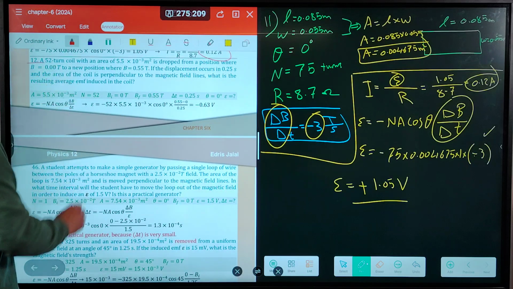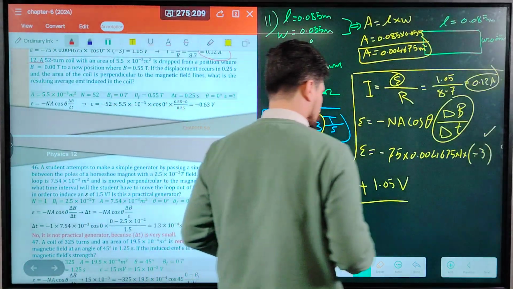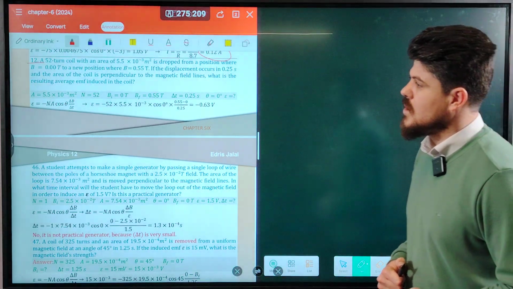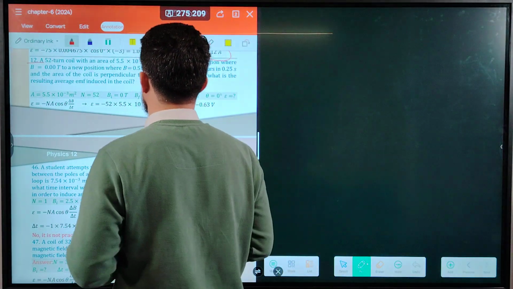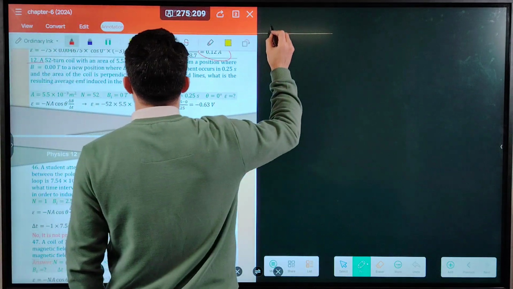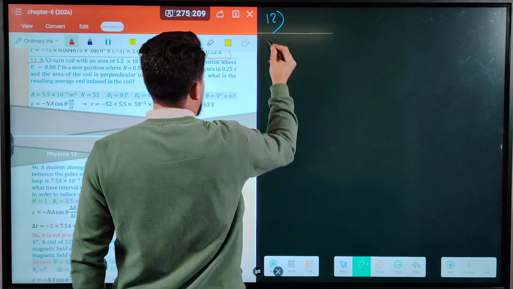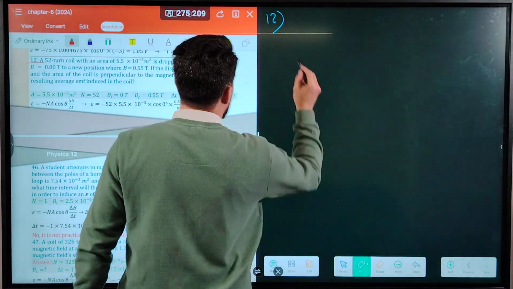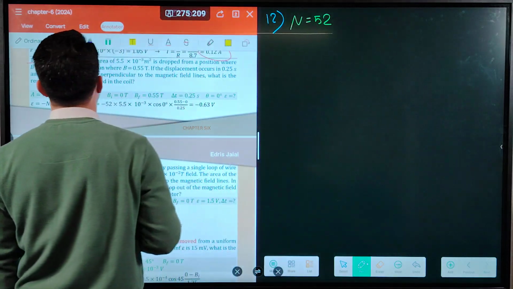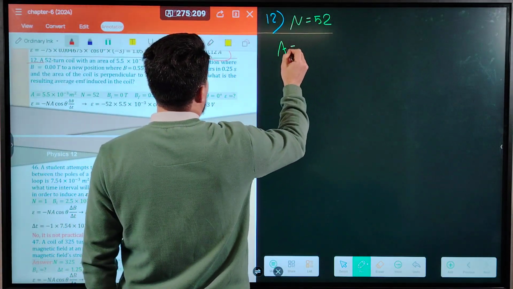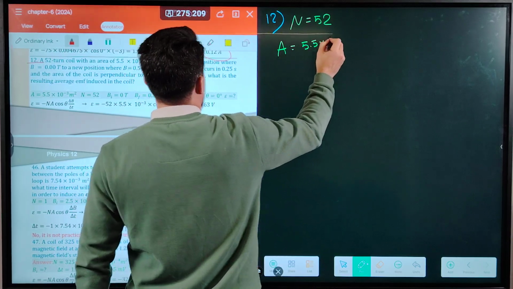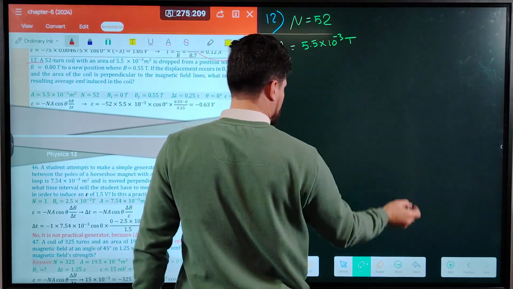Guys, question 12. Okay. We are continuing to solve all questions that related with the Faraday's law to determine the induced EMF and induced current and the other variables. 52 turns, question 12. Number of turns, 52. Coil with an area given as 5.5 times 10 power negative 3 meter square.